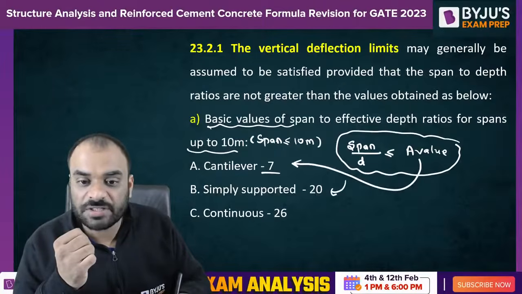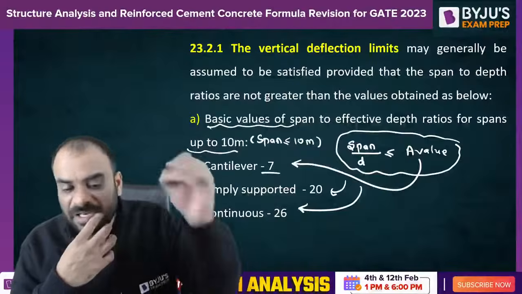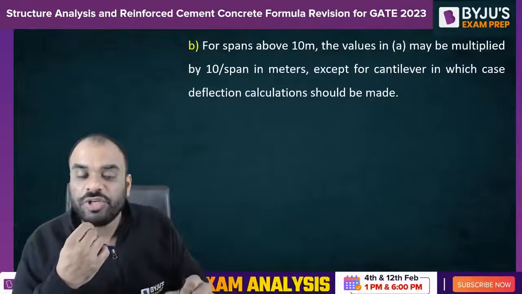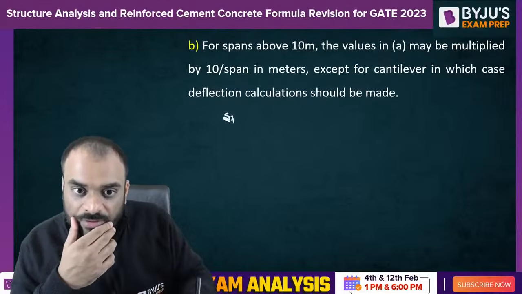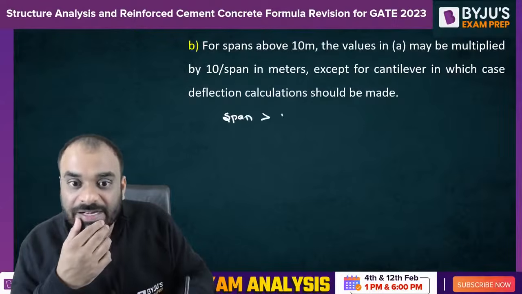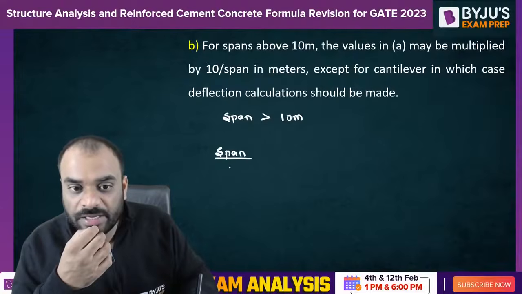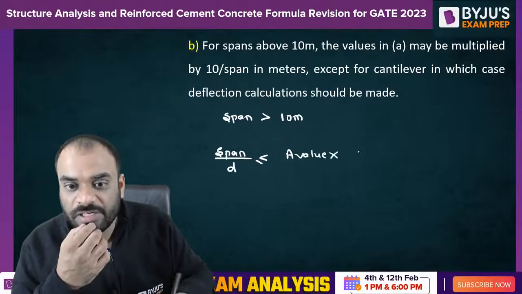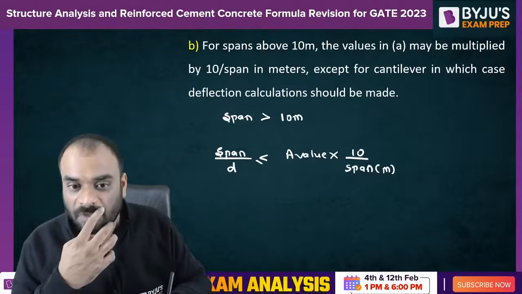If it is simply supported, it's 20. If it is continuous, it is 26. Clear? But let us suppose our span is greater than 10 meter, then you need to multiply the a value by 10 by span. If span is greater than 10 meter, then kindly change the formula. Span by d is less than or equal to a value, but this a value should be multiplied by 10 by span. Don't forget to write the span value in meter over here, right?